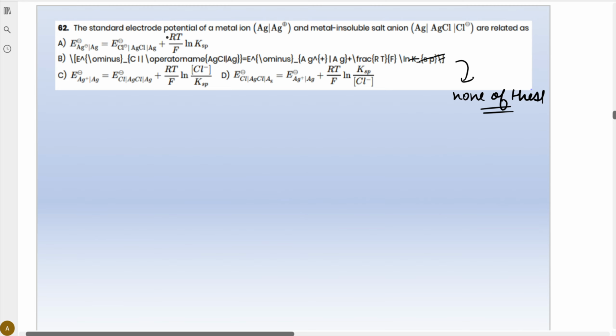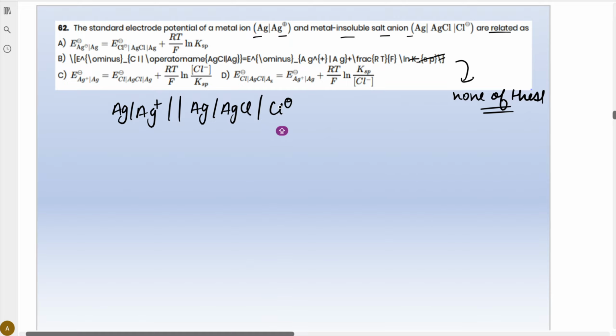For this, the standard electrode potential of Ag to Ag positive and the metal insoluble salt anion are related as. So this electrode potential you should know whenever we convert Ag to Ag positive, and here we have Ag, AgCl and Cl minus, metal insoluble salt anion. These electrodes you should know. So let's see, for this reaction what will happen at the cathode.